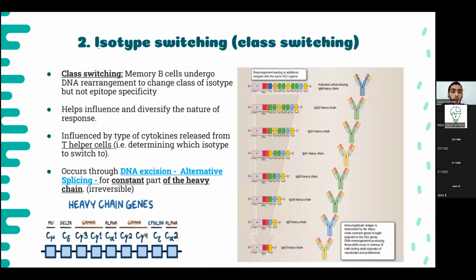The other one, isotype switching. Now, all you need to know about isotype switching is that there's going to be DNA excision, or a removal of a specific part of the DNA in the constant region. Remember, we said the constant region of the heavy chain determines the subtype, and this leads to formation of other isotypes. Now, I'm going to explain how exactly it happens, but you don't really need to know these parts, okay? So, in the constant region, if you remember, the entire constant chain, let me go back to this slide.